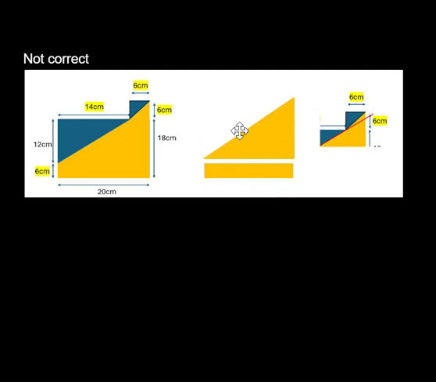This is not correct, because after you flip it, you realize that this triangle is not a complete right-angle triangle. There is a gap in between. So you have either missed out the area here or you have subtracted the area here. So you cannot just make this assumption. That is the reason why we need to tear it into two pieces.